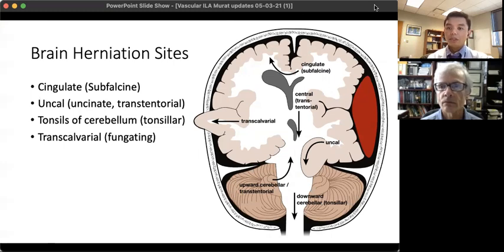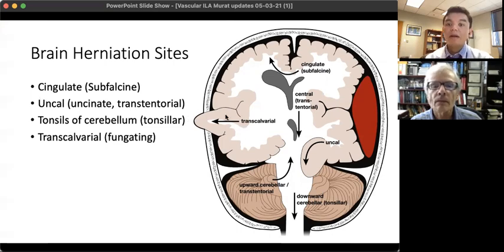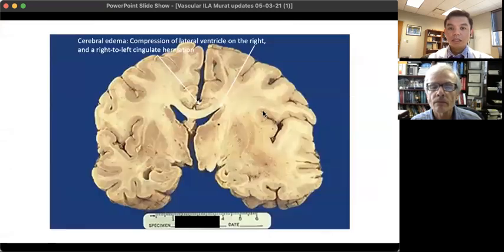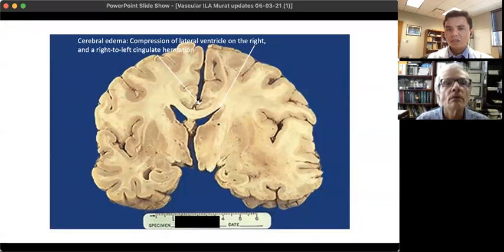What we're showing here is a cingulate or subfalcine herniation, where this top of the brain is moving over here. You can get this uncal herniation, which we'll hear about a lot, where part of the temporal lobe is coming down in this direction. The tonsils of the cerebellum can also go in different directions. And then you can get this fungating type of transcalvarial herniation. So let's look at a couple of illustrations here with Dr. Goktin. I think this is a cingulate herniation. Is that right? Exactly.